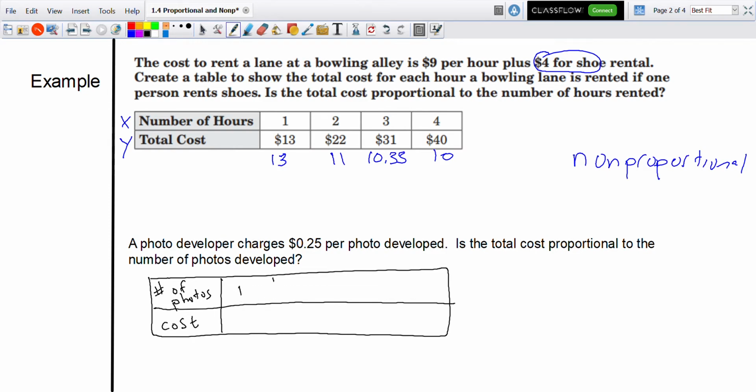So one photo, if I get one photo developed, 25 cents per photo, that's going to cost me 25 cents. One photo costs 25 cents. If I got two photos developed, they'd each cost 25 cents, so that'd be a total of 50 cents for two photos. Three photos at 25 cents a piece would make that 75 cents for those three photos. And if I got a fourth photo developed, 4 photos at 25 cents each, that's going to cost me $1.